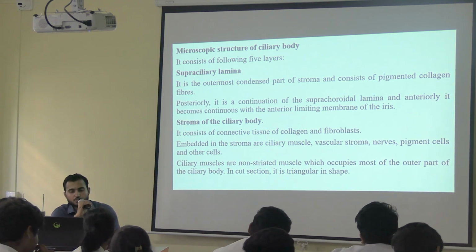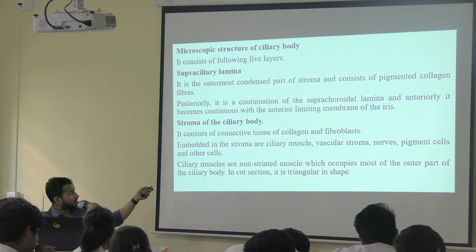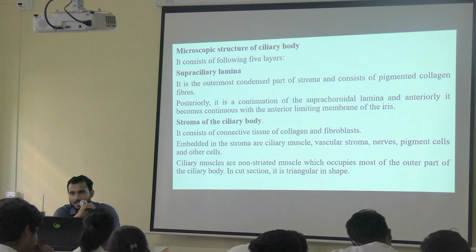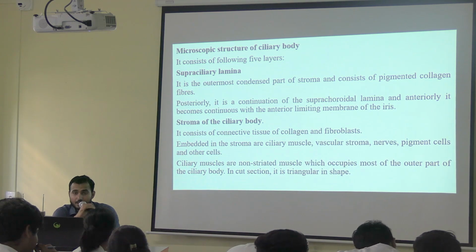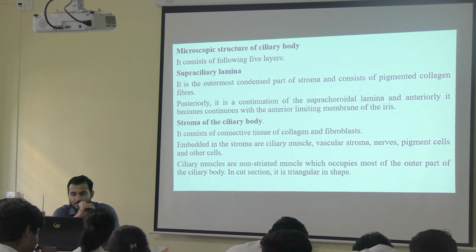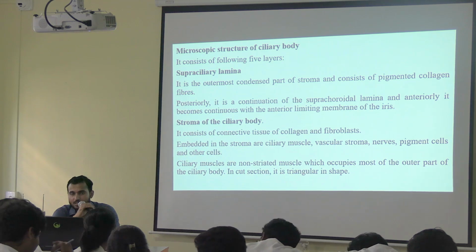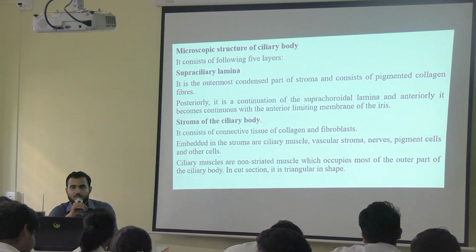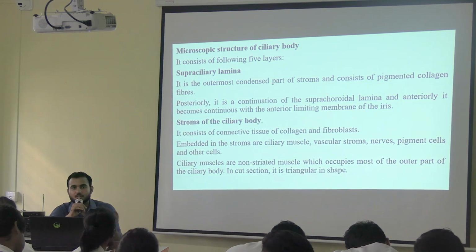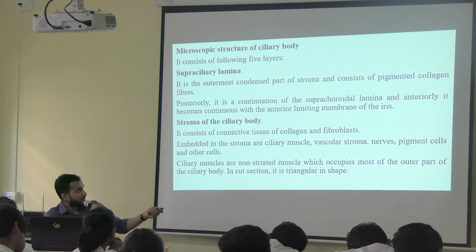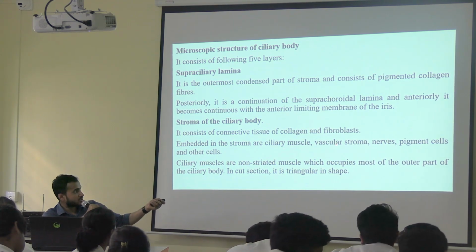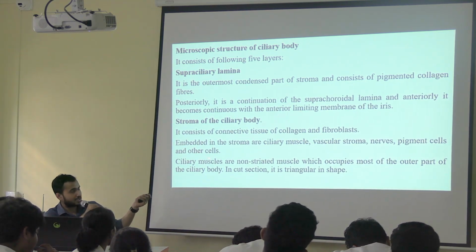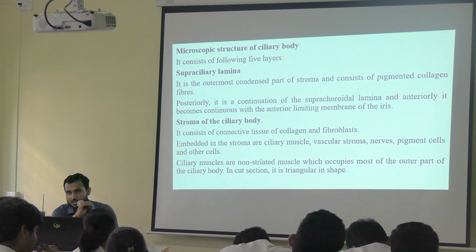Next, deep to the supraciliary lamina, we can see the stroma of the ciliary body. What does it contain? It consists of collagen fibers and fibroblasts. In that, ciliary muscles are present, blood vessels are there, nerve fibers are there. Since muscles are present, nerve fibers will be there to supply those muscles. So you can see ciliary muscle, vascular stroma, that means blood vessels, nerve fibers, pigment cells, and other types of cells present in the stroma.